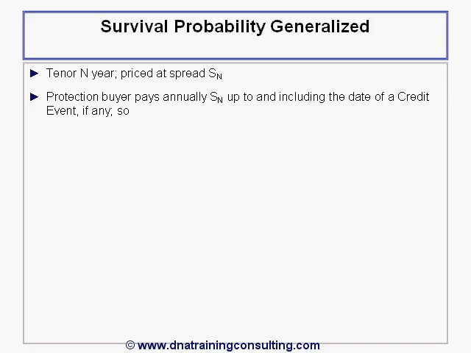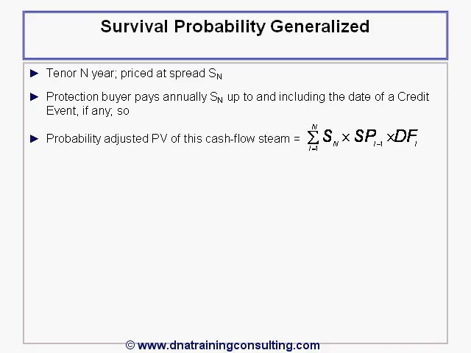Therefore, the probability adjusted PV of the stream of cash flows made by the protection buyer can be written as the sum from I equals 1 to N of the spread times the probability of surviving long enough to pay that spread in each year times the discount factor that is applicable for that cash flow.